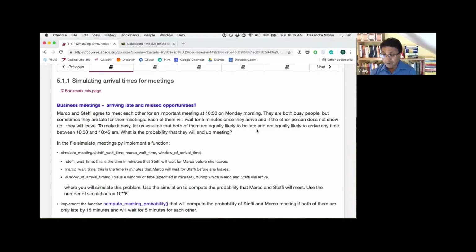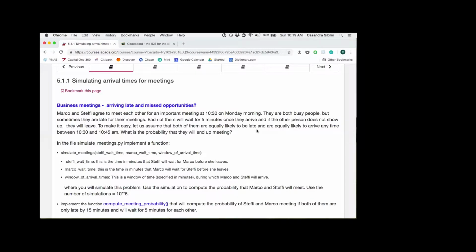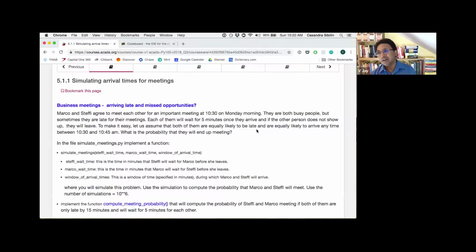Interesting, right? Simple problem. It's almost like a real life problem. It possibly happens to us, right? So how will we find out if they are likely to meet and how likely they are to meet? I also want us to be able to ask questions. For example, if Steffi wants to be a little more patient and waits for 7 minutes instead of 5 minutes, how much more likely is it? Does waiting another couple of minutes improve the chance of meeting?